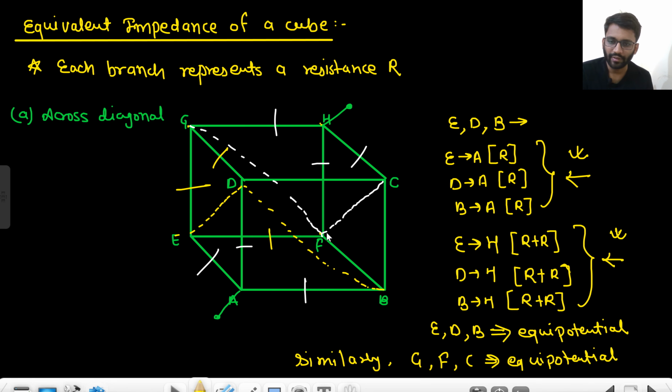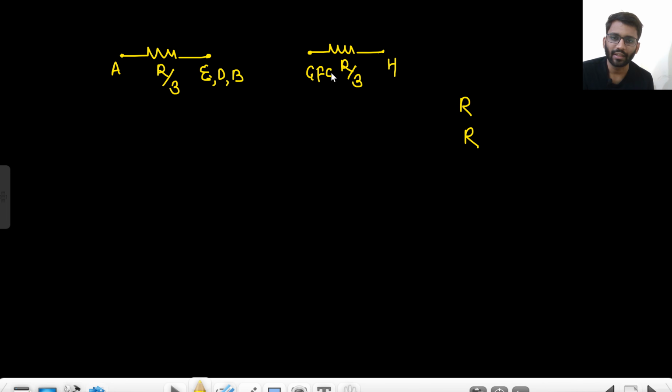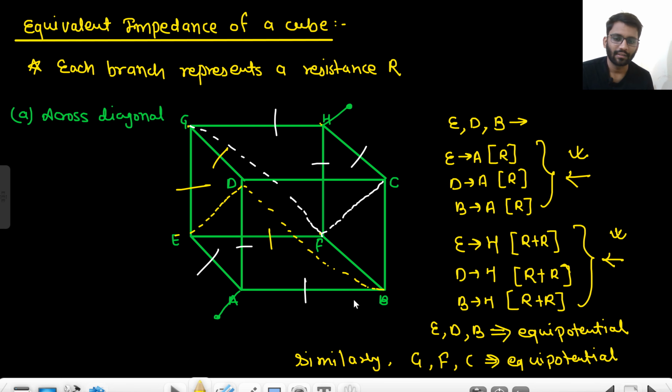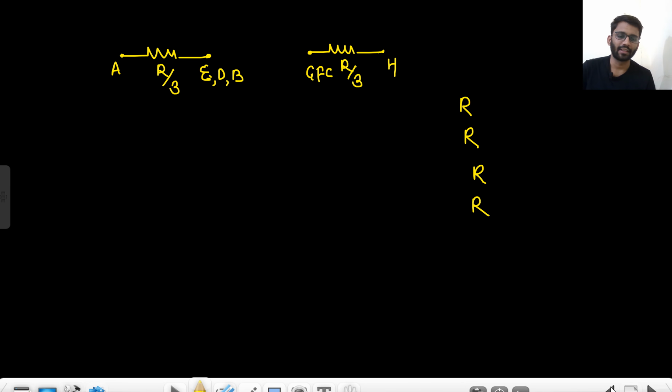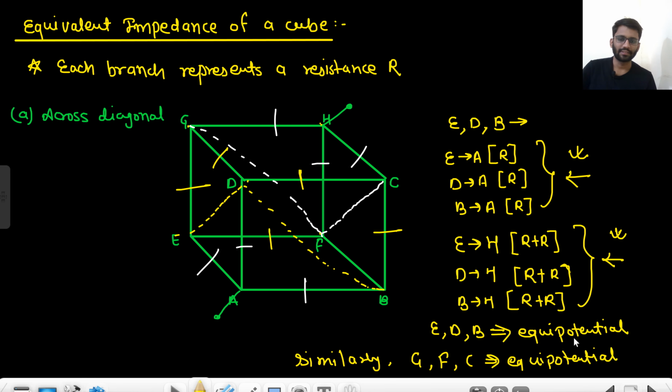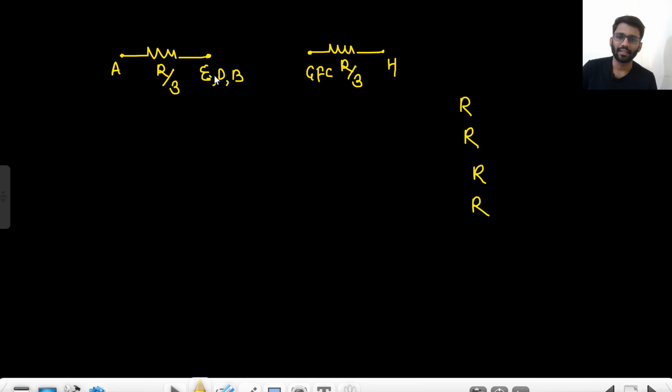Let's talk about this. Between E and F, one R is there. Okay, this is also gone. Now talk about this. Between D and C, one R is there. Now let's talk about this. Between B and C, one R is there.